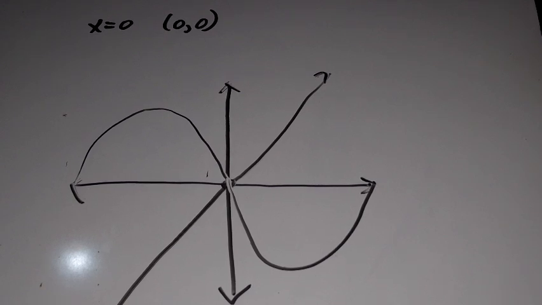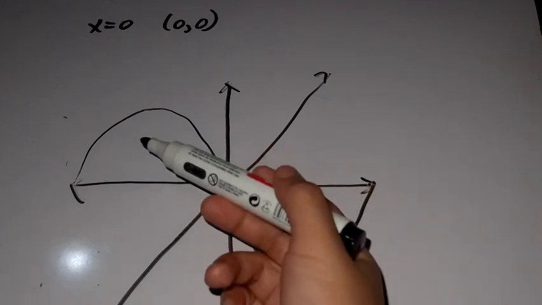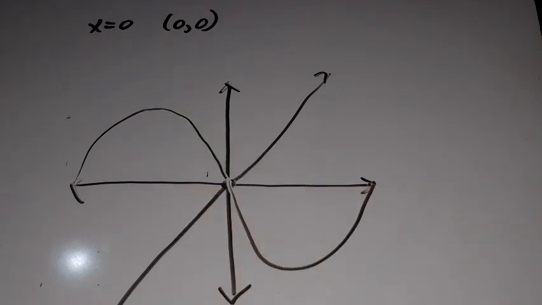The inflection point at (0, 0) is where the concavity changes. To the left of x equals 0, the graph is concave downward, and to the right of x equals 0, it is concave upward. This change in curvature is what defines the inflection point.